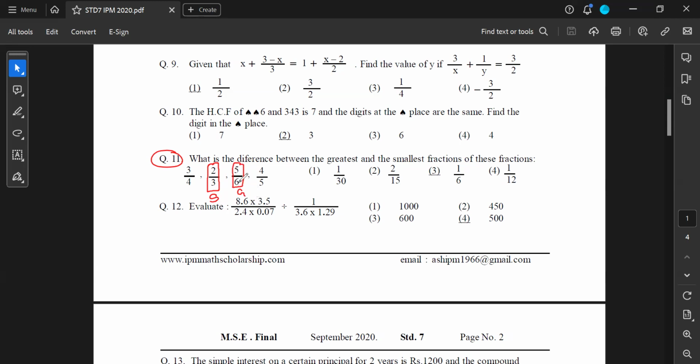And you have to subtract both of them. So 5 by 6 minus 2 by 3. I'll do one thing. I'll multiply and divide by 2 over here. That will give you 4 by 6, minus 4 by 6. Ultimately, I'll get the answer as 1 by 6. 1 by 6 is my correct answer.